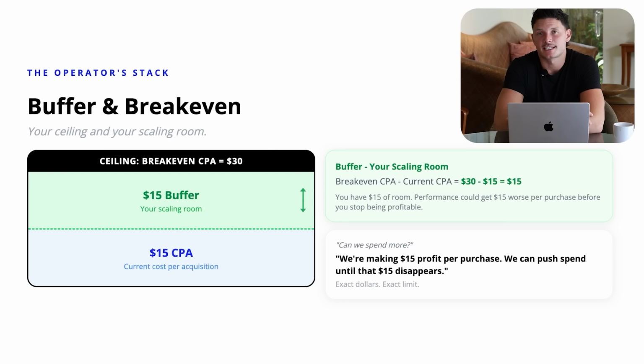So when someone asks, can we spend more? The answer isn't emotional. It's not ROAS based. It isn't a guess. It's how much profit per purchase are we actually making? If I'm making $15 profit per order, I can still push spend until that $15 disappears. So that's exact dollars and exact limits. So that answers question 2. Can I spend more? Yes, by $15 per purchase. Not probably, not we think so, not ROAS looks okay, maybe. Exact dollars and exact limits. And I'll show you later what you can do to protect this profit too.